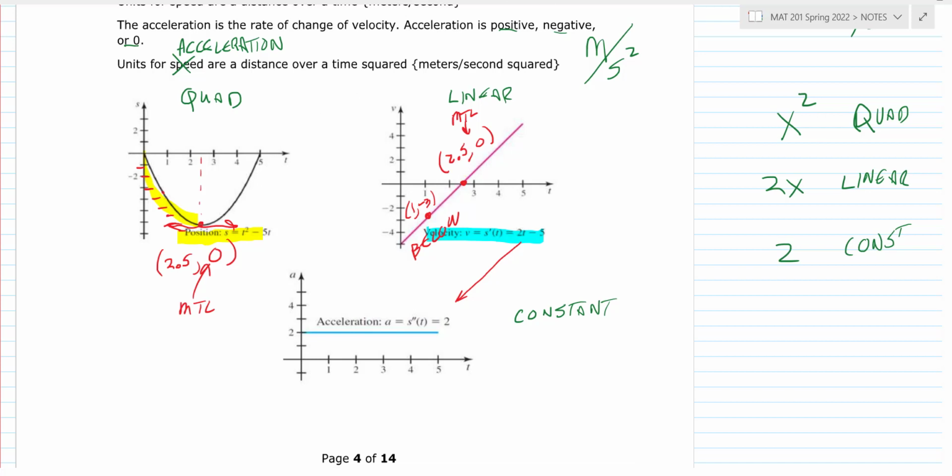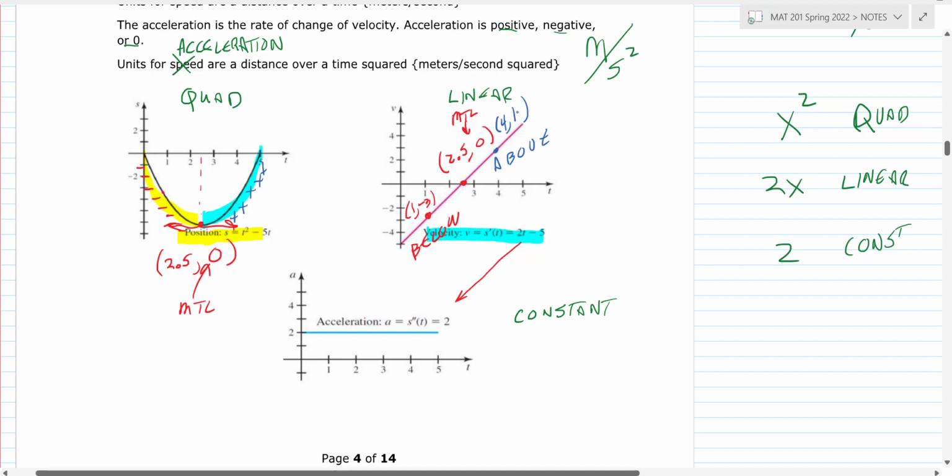And then past that, now you have a positive sloping tangent line. So that means the graph of your derivative is above the x-axis. Again, if you were at 4 seconds, the value of that derivative would be some positive number. It looks like it would be about +3. So that's what you're doing.